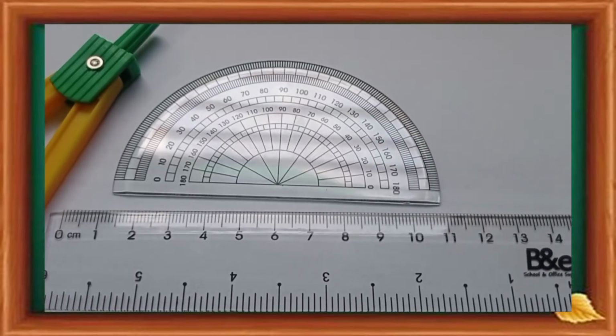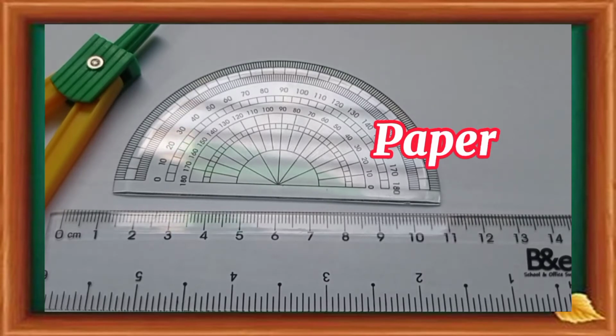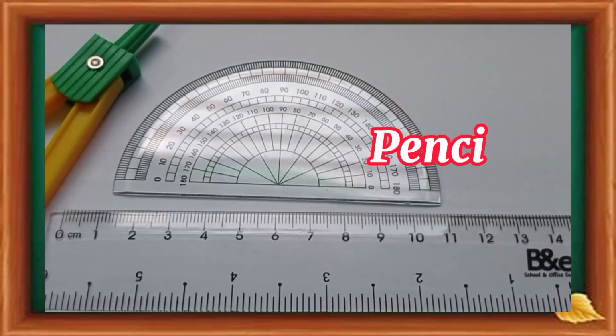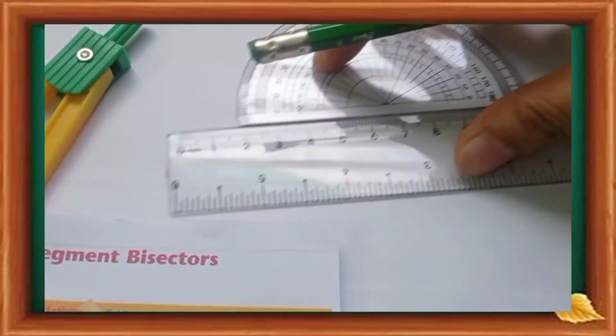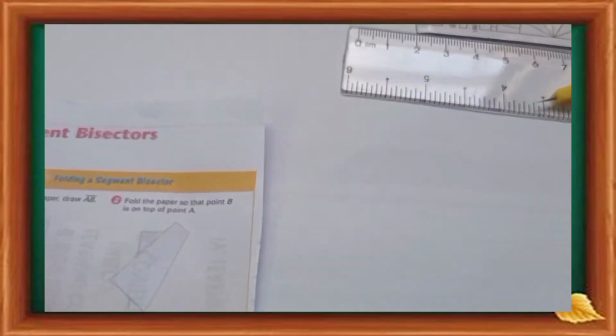Let us also add paper, typewriting paper or any kind of paper that you have, and a pencil. Let's do the first activity, how to bisect segments and angles. So let's have this procedure.